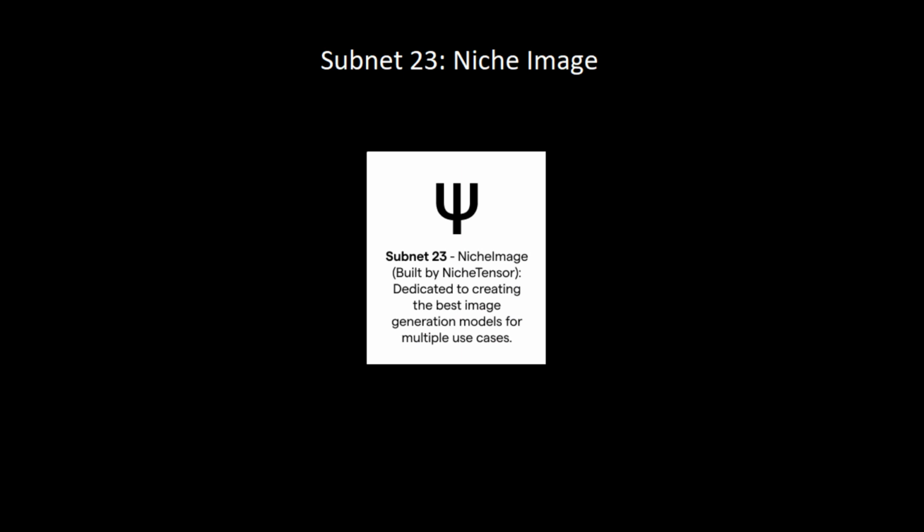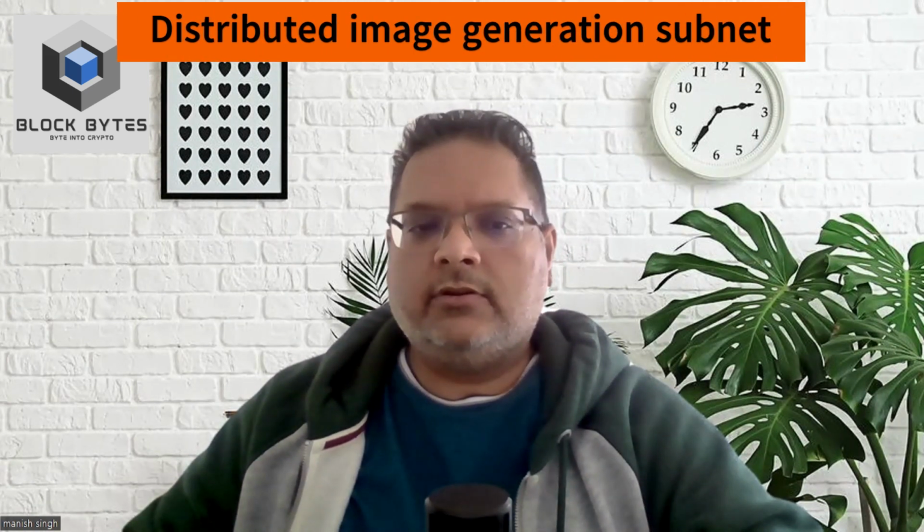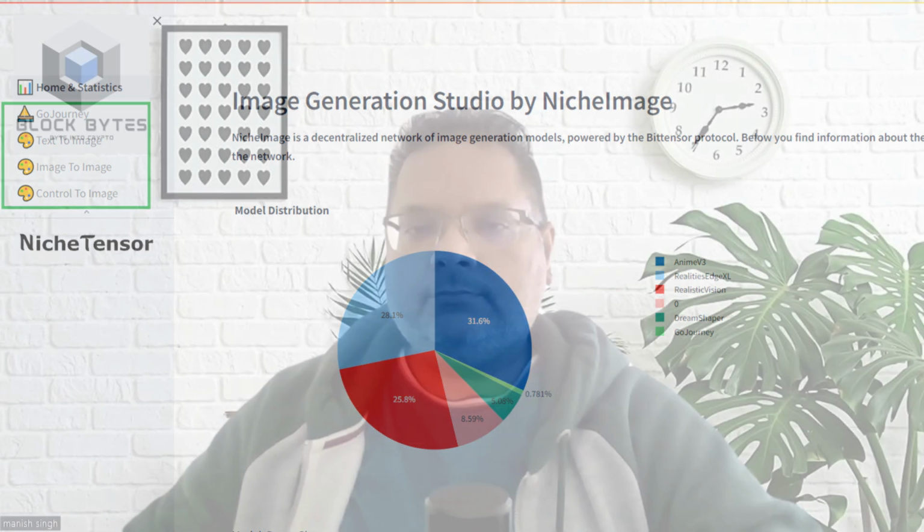Subnet 23, NicheImage. NicheImage is another image generation subnet that aims to establish distributed image generation. It has an application called NicheImage from where you can try text to image, image to image, and control to image generation. Here is the link to the application.